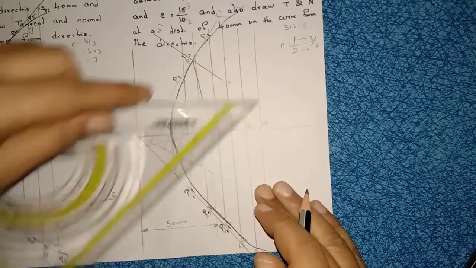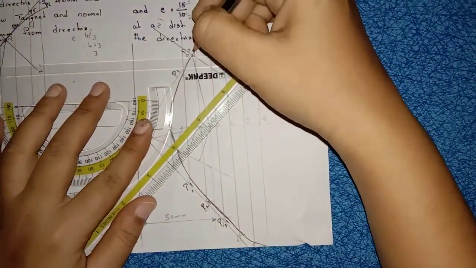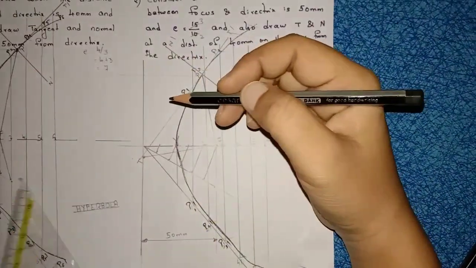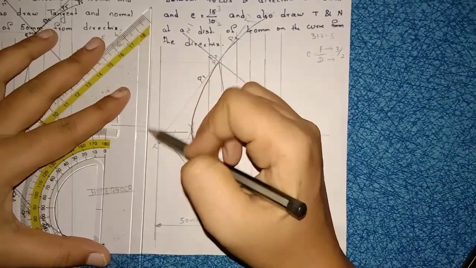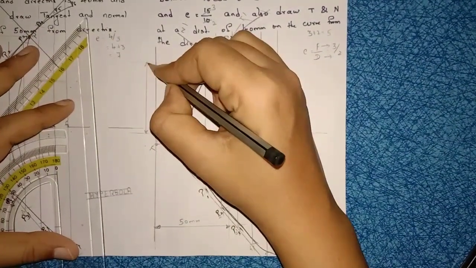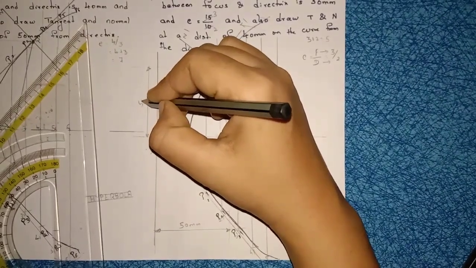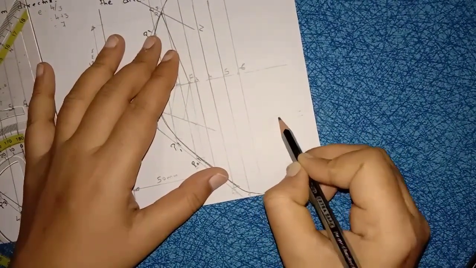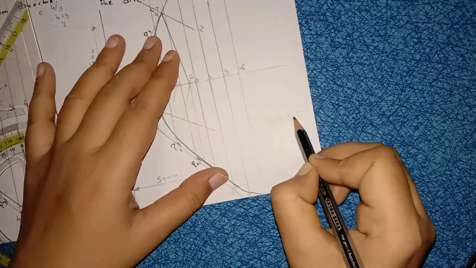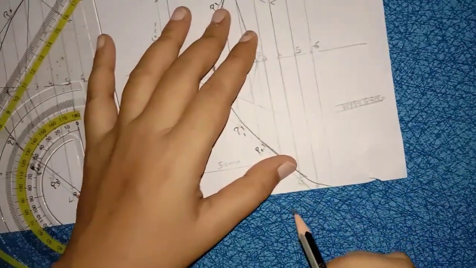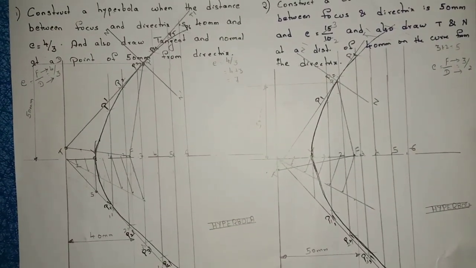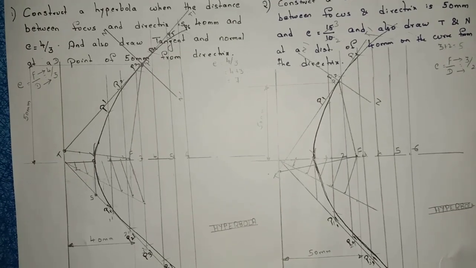Right, so then tangent normal distance from the directrix mm. Right, so after completion of your problem, take height 5 mm and write down here hyperbola. Right, so these are the two problems of hyperbola by eccentricity method, right?